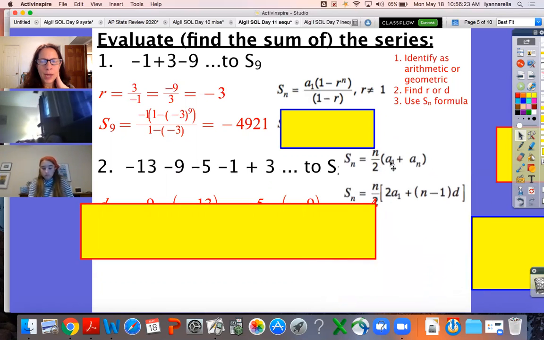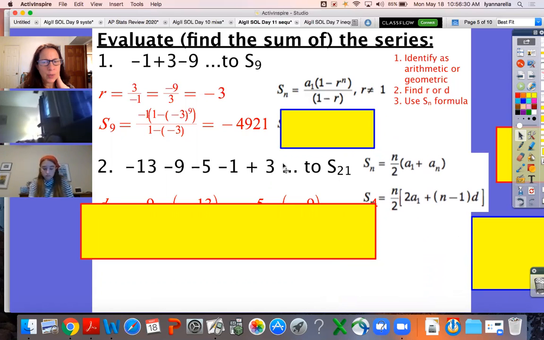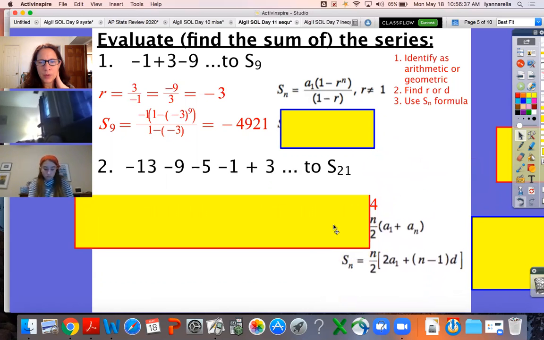Now, remember, I can use this one if I know the last term, but notice these 3 dots tell me I don't know the last term. I'm going to the 21st term, but I have no idea what it is. So I can't use this one. I have to use this one. So let me see if I can move all this junk out of the way.